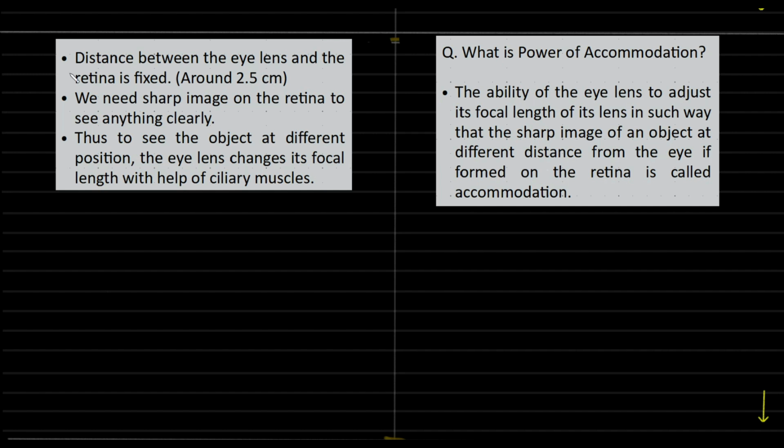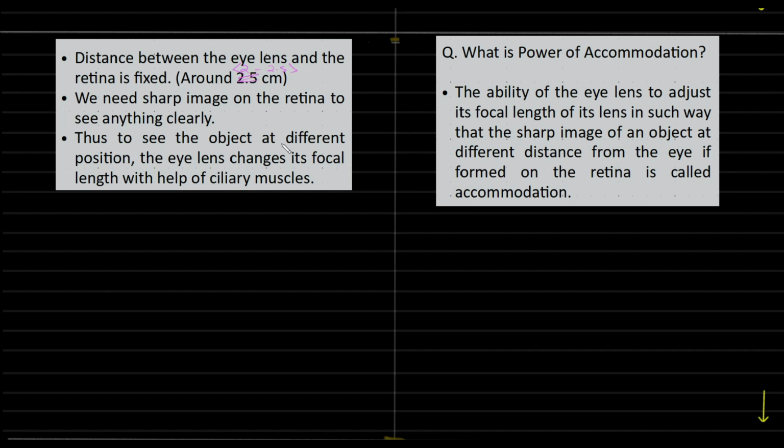Around 2.5 is something which I have written. I'll keep it as 2 to 2.5. I don't know the exact value, but the size of the eye, according to a few of the places which I read, is around 2.5 centimeter. We need a sharp image on the retina to see anything clearly. That's true. Without a sharp image, it will be blurry.